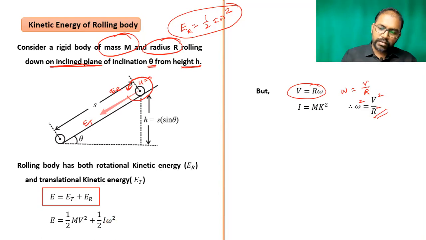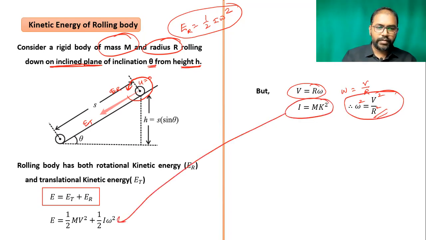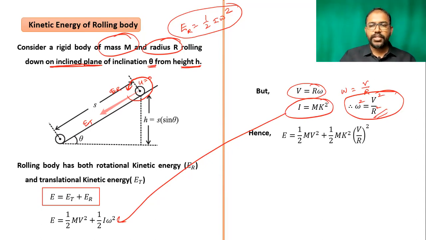So this omega square and this I, both we substitute in this equation. Then what we get, you can see here. We get an equation for kinetic energy, half mv square plus half mk square. Mk square means this is I we substitute, and this v by r square, bracket square basically, or we can write v square by r square by simplifying the bracket also.